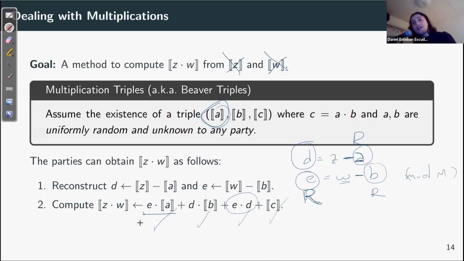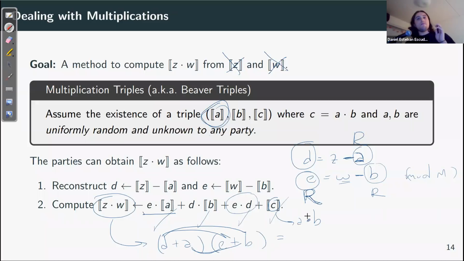And after they take this long combination, we can prove that this is equal to Z times W. And the reason is very simple, actually, because Z is the same as D plus A if you solve for Z here. W is the same as E plus B if you solve for W here. And if you do the sum, if you do these cross products, you will literally find this expression that we have here, where C, remember, is A times B.